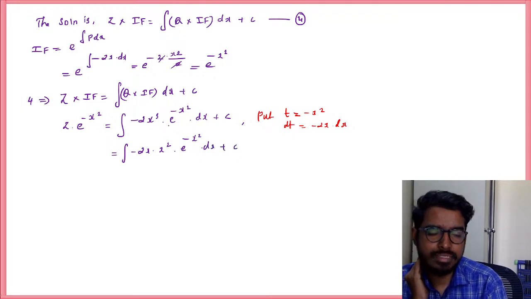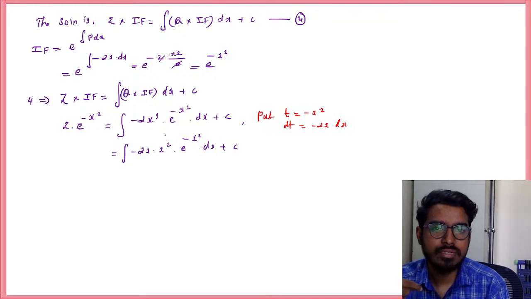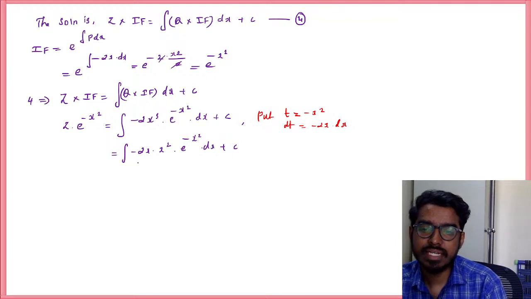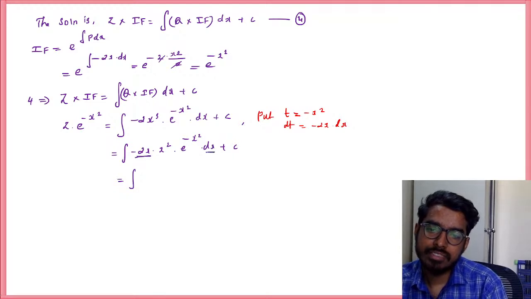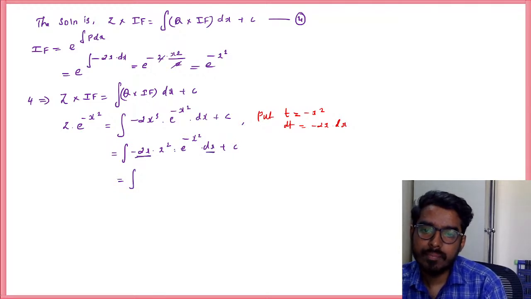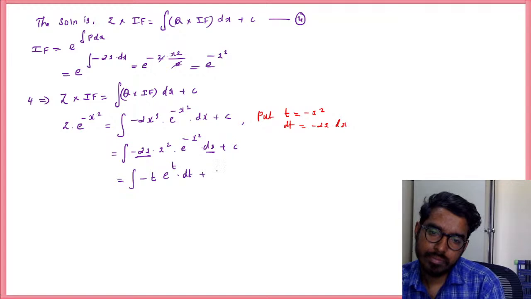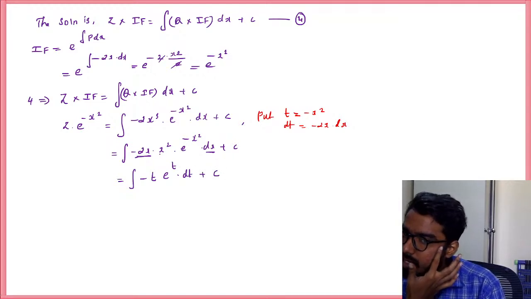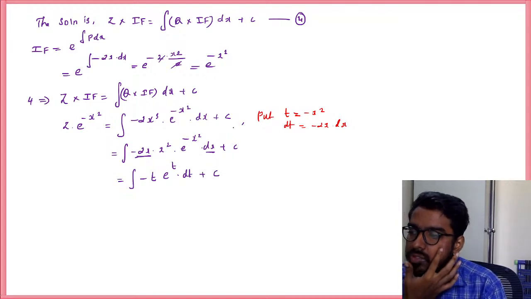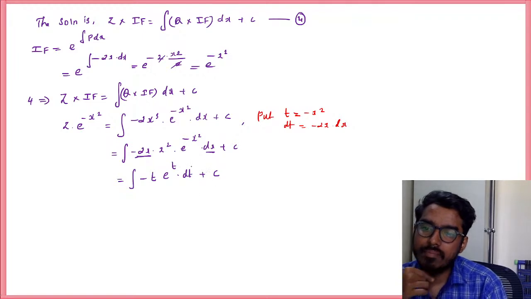Or else you can do integration by parts. Take some time. You have to do 3 times integration by parts, right? Or you can also use Bernoulli's formula for finding this integration. Or you can use substitution method. Integration of the minus 2x dx is dt. This will be minus t, right? Minus t e power t dt plus c, because x square is minus t. So minus t e power t dt plus c.